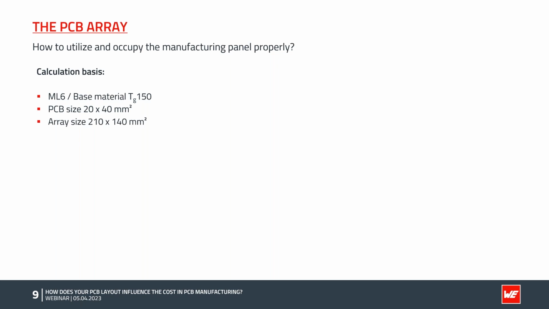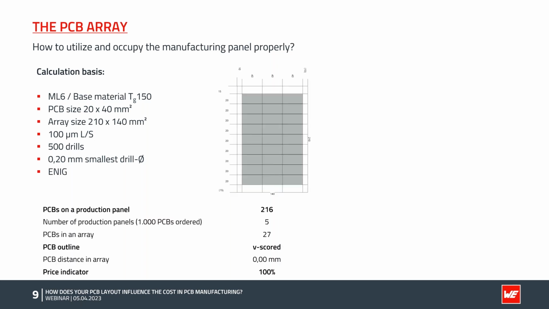The array size for assembly would be 210 by 140 square millimeters. We have 100 micron track line and space, 500 drills. The smallest drill bit diameter would be 0.2 millimeter. And we have nickel gold as a solder surface. So let's see what happens.